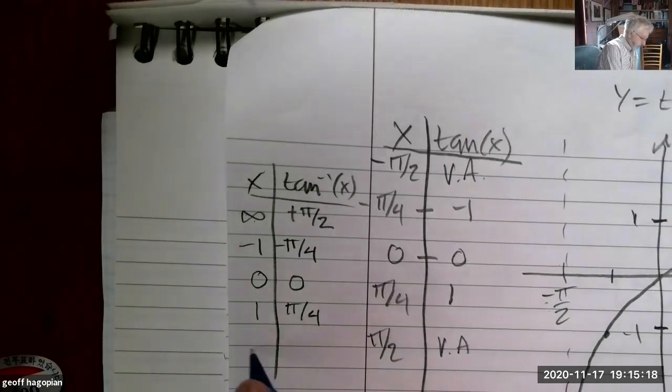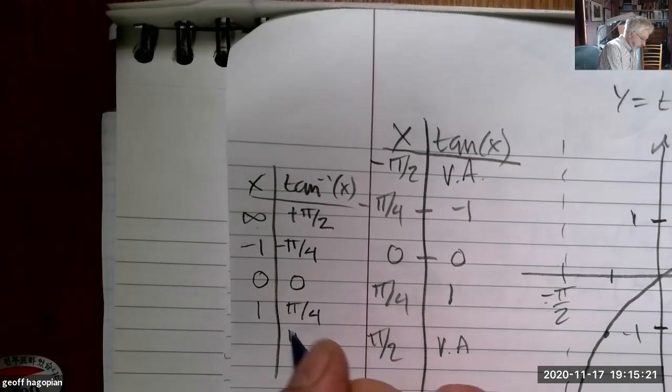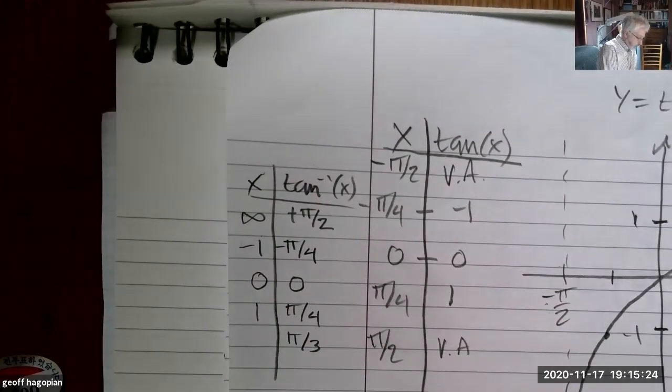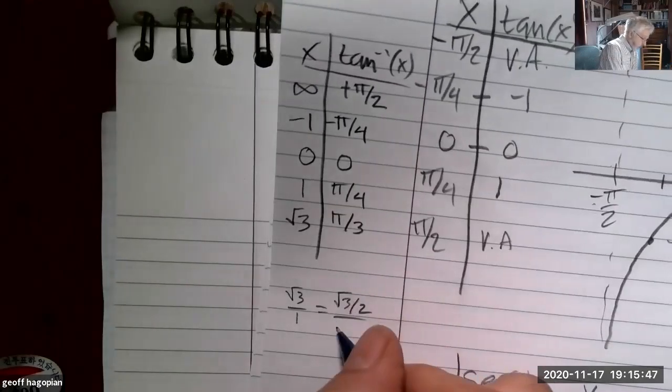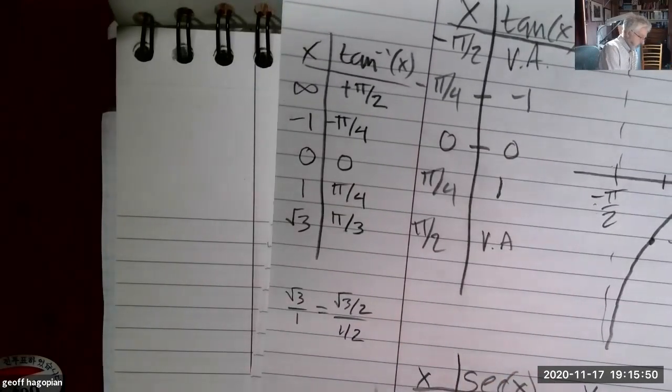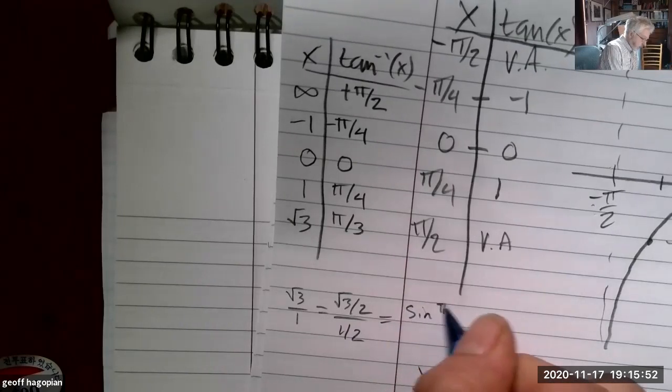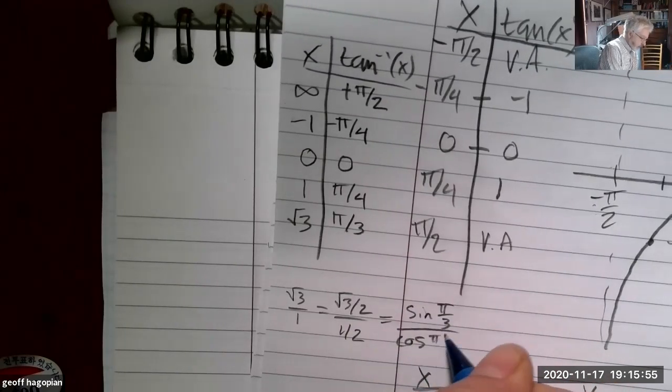And then, what about pi over 3? What arc will give us a tangent of, the tangent of pi over 3 is square root of 3. Why is that? Well, you can think of square root of 3 over 1 as square root of 3 over 2 divided by 1/2, right? And so that's sine of pi over 3 divided by cosine of pi over 3.